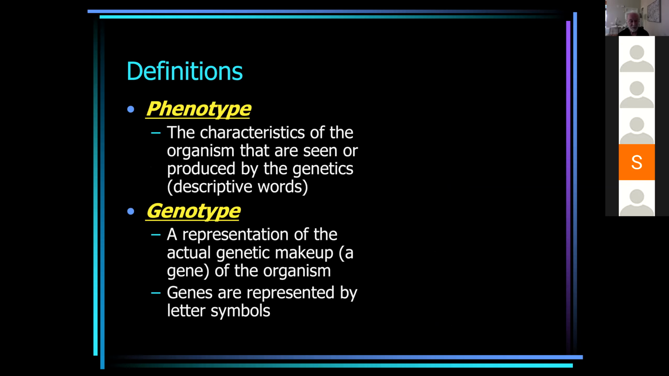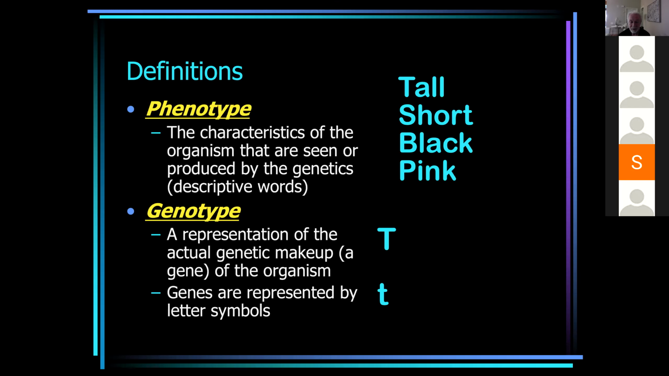Two more definitions, phenotype and genotype. Phenotype is what you see. It's the characteristics of the organism that are seen or produced by the genetics. Phenotype is always descriptive words. Genotype, on the other hand, is a symbol. It's a representation of the actual genetic makeup of the organism, represented by letter symbols. So these would be words describing phenotype and symbols describing genotype.